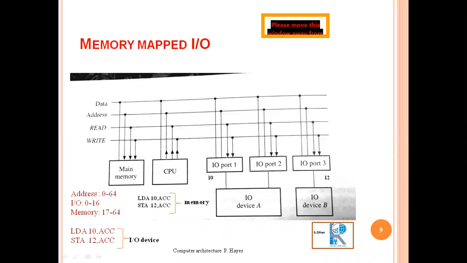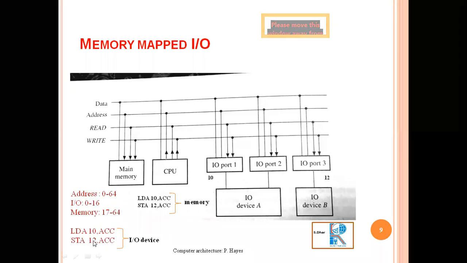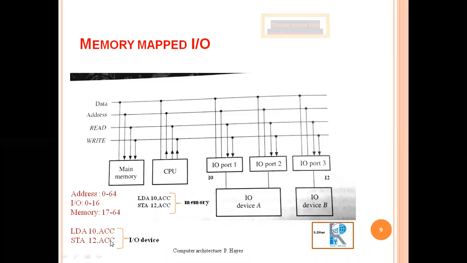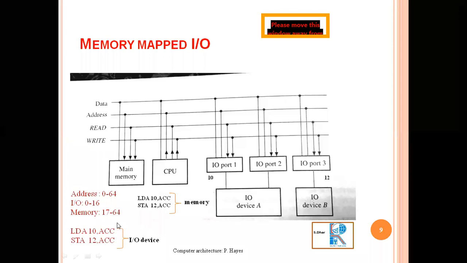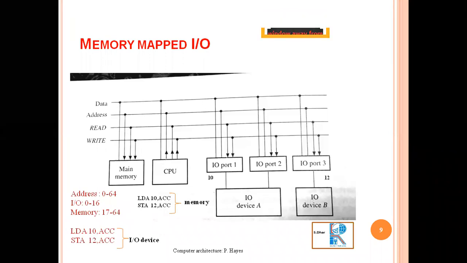Similarly, store 12, accumulator. That means here data will be transferred from the accumulator to address 12. Now what is address 12? The CPU will check that 0 to 16 is reserved for the port. That means obviously this store operation will store the data from the accumulator into the particular IO device which is connected with port 12. So what is port 12? See here, this is port 12, and this is IO port 3, and this is connected with device B. The previous one was connected with device A. So using the instruction, that means using the memory address, the processor will understand whether it is an IO transfer operation or a memory transfer operation.